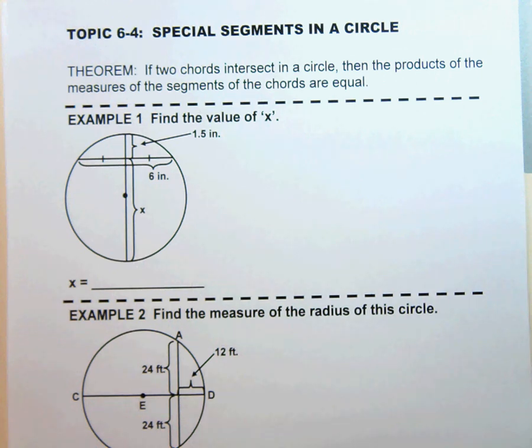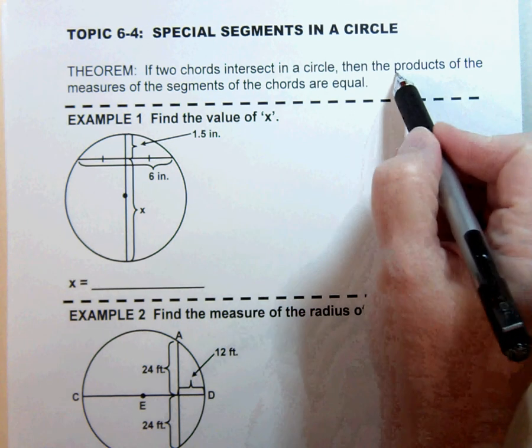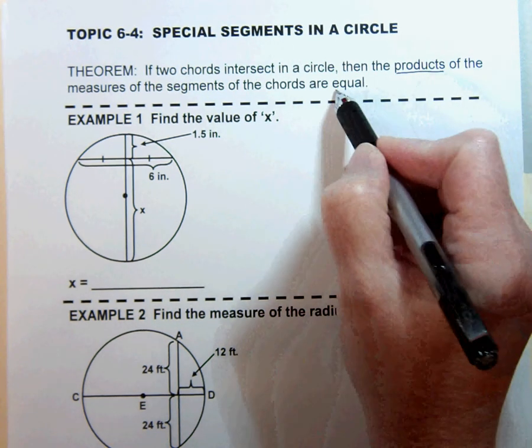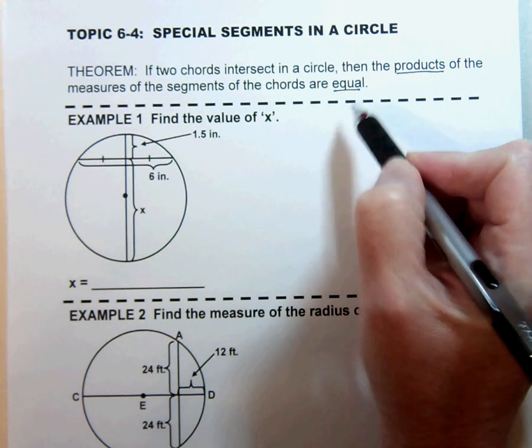Alright, topic 6.4 is called special segments in a circle. The first two examples are going to deal with two chords that intersect. If you look at the theorem, it says if two chords intersect in a circle, then the products of the measures of the segments of the chords are equal. So that really tells you your formula. Product means you're multiplying, equal means you set them equal to each other.